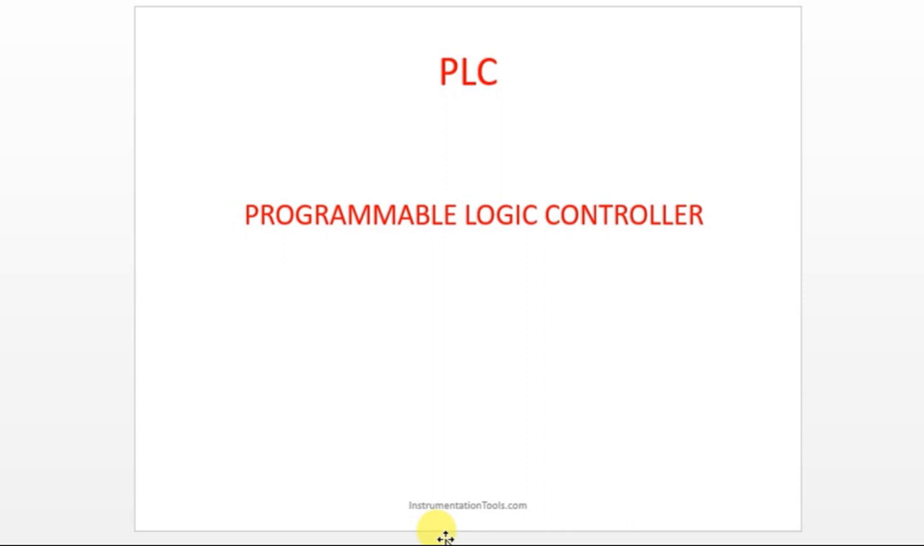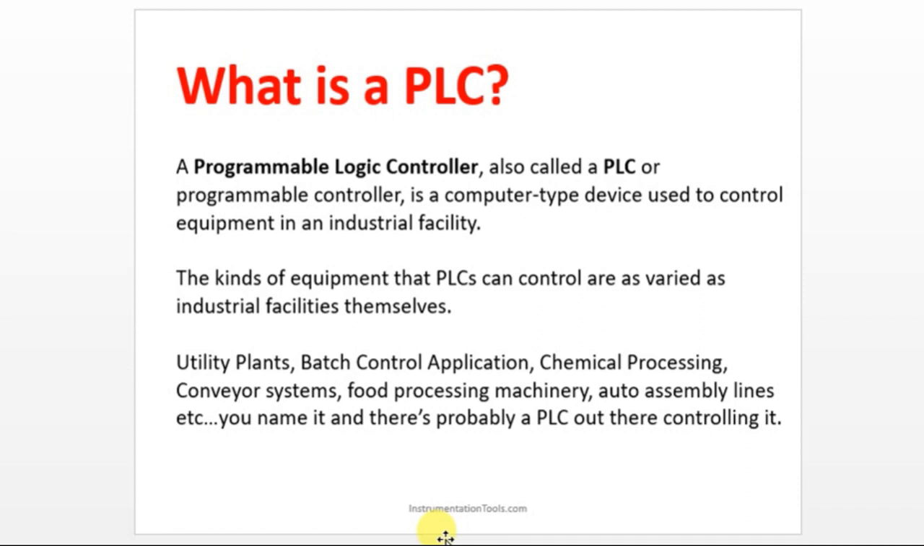This PLC is playing a vital role in control systems and industrial automation. So let's see exactly what is PLC. It's a dedicated industrial computer. In industrial terms, PLC is also called a dedicated industrial computer. It's a computer type device used to control equipment in the industrial facility. You can find PLC in utility plants, batch control applications, chemical processing, conveyor systems, food processing machinery, auto assembly lines, etc. These are all examples in industrial automation.